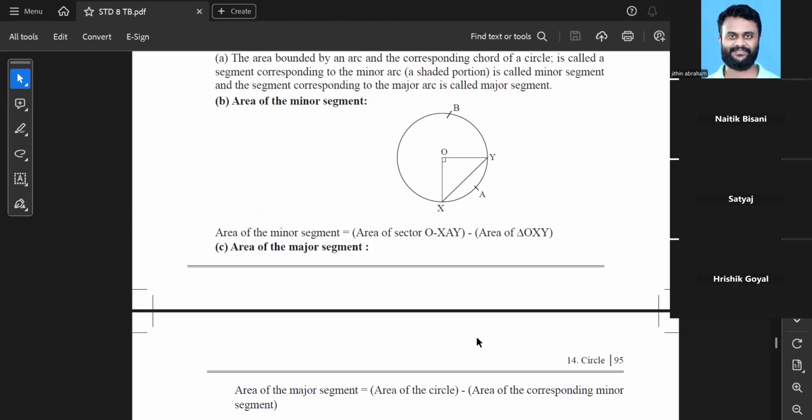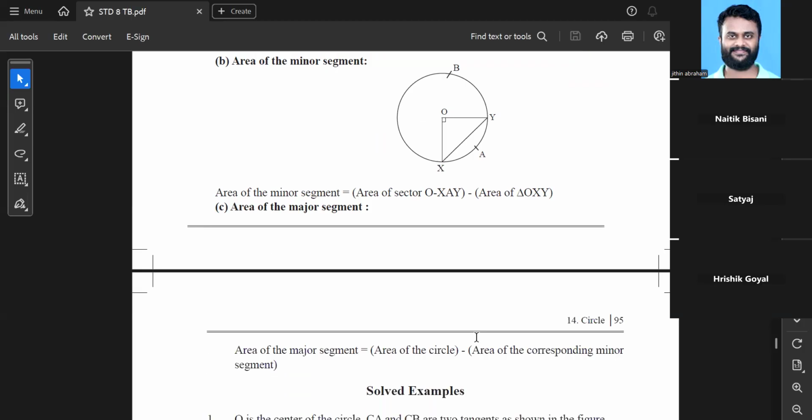Now, how to find the area of the minor segment? It's a very simple concept how to find the area. Before we go into that, let's do one thing. Let's exit the meeting and join again, please.